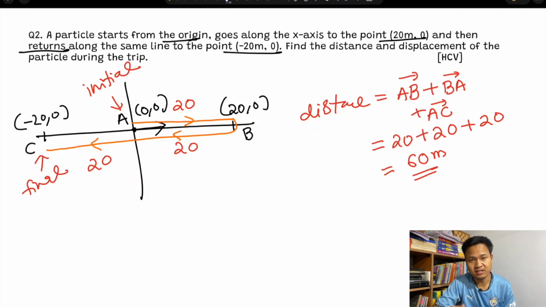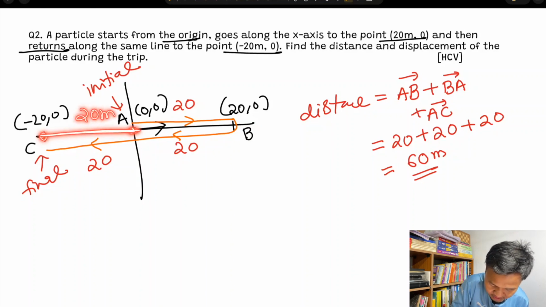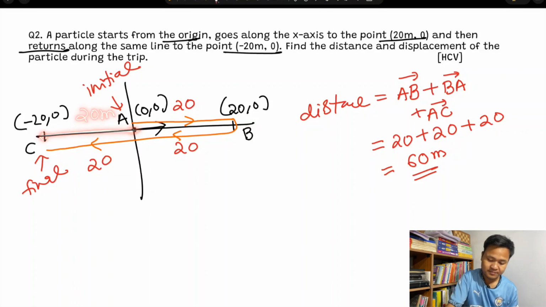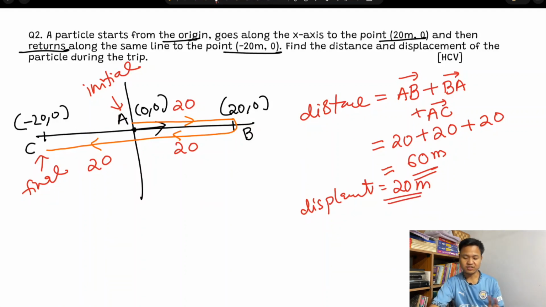So join the initial and the final point with a straight line. So initial point is A, okay, and final point is C. If I join them with a straight line, this is nothing but 20. Okay, so displacement is how much? 20 meter. Okay, so this is the answer. So let's move on to the next question.